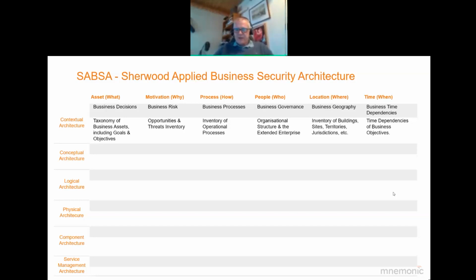The how is the business processes. Where is the information used? How is it used? What goes in and what comes out, and where does it go to? We need to understand the organization, and we need an organization that can actually follow the security needs of the enterprise. Where is the business geography? Do we have particular buildings that we need to secure? Do we have places where special processes are carried out that we need to take special care of? And the when is time dependencies.